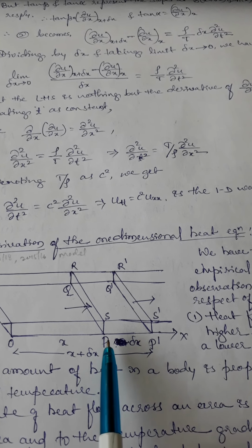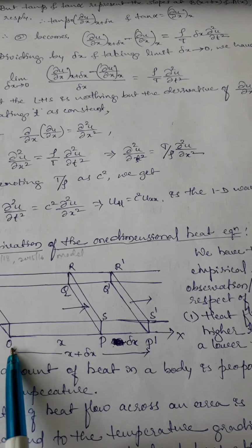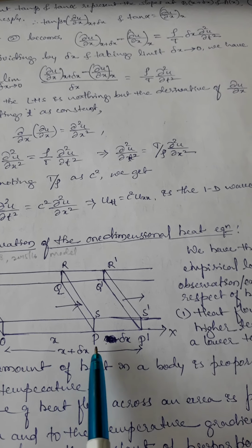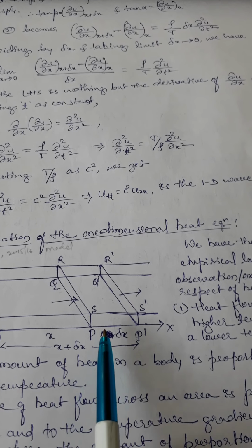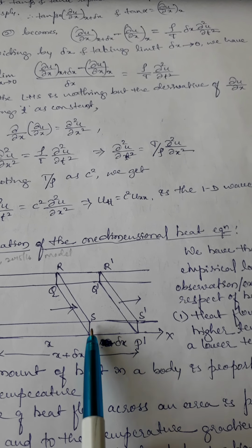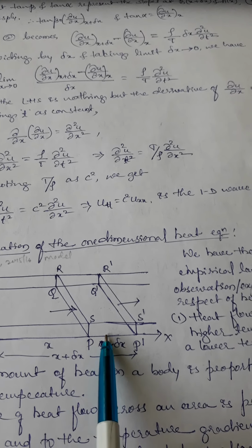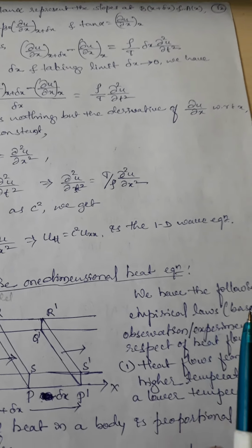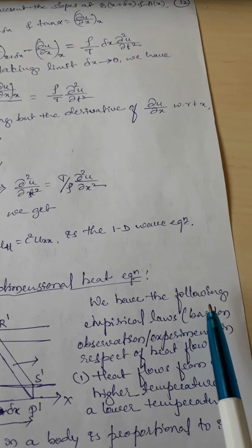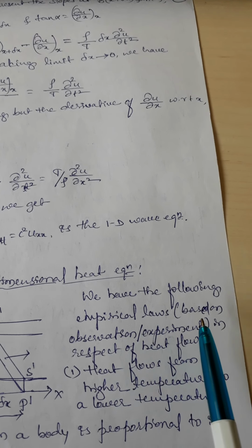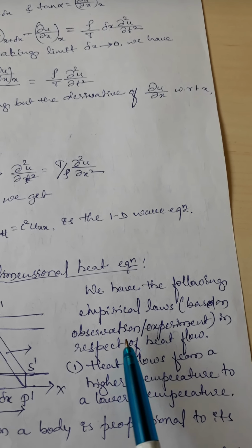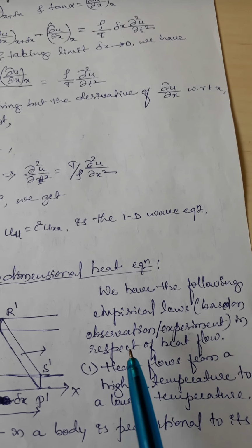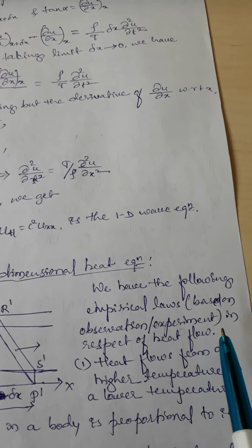Now, this is at the point P, at a distance x from the origin, and this slide is at the distance x plus delta x, and the length between the two slides is delta x. Now, we have the following empirical laws based on observations, that is experiments, with respect to heat flow.